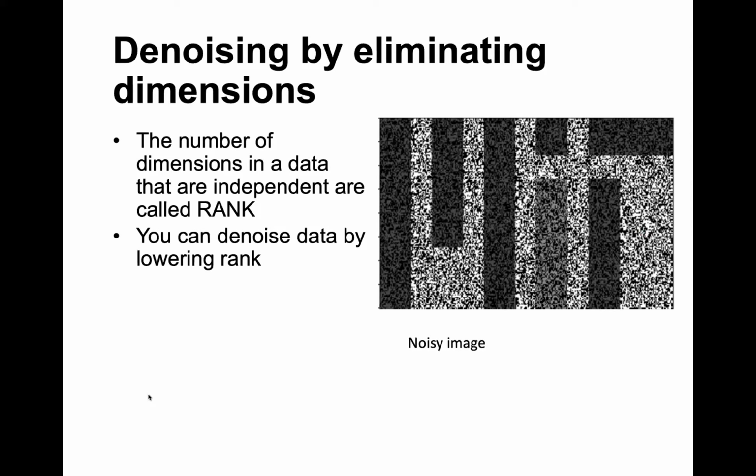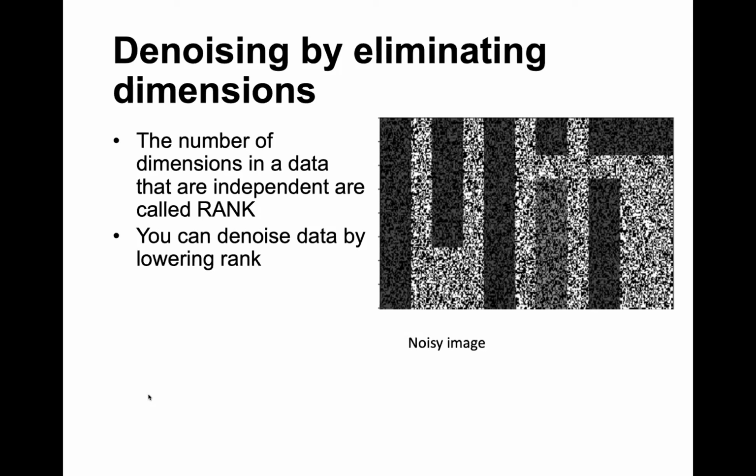To motivate this example, I'm going to start with something really simple. This is the MIT logo if you look at it carefully, but it has a lot of noise on it. It's sort of like salt and pepper noise covering this whole thing. You can think of the number of dimensions in your data that are independent as the rank of the matrix. And you can think of the noise as additional dimensions.